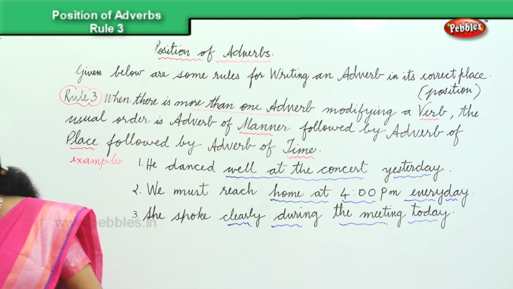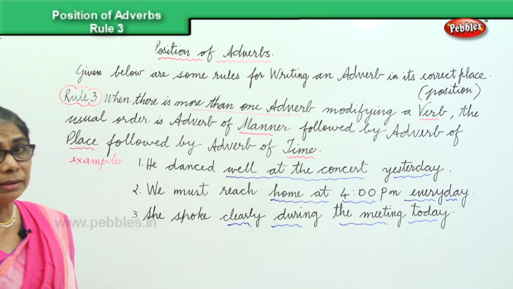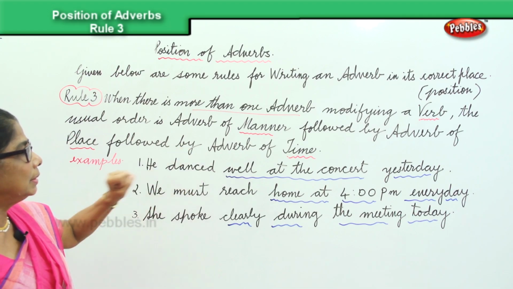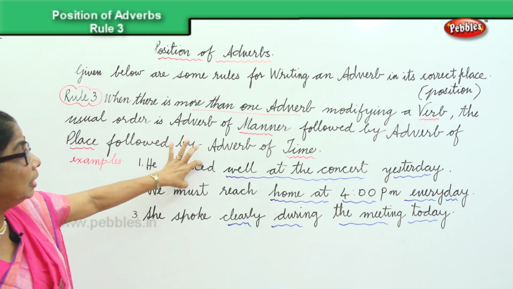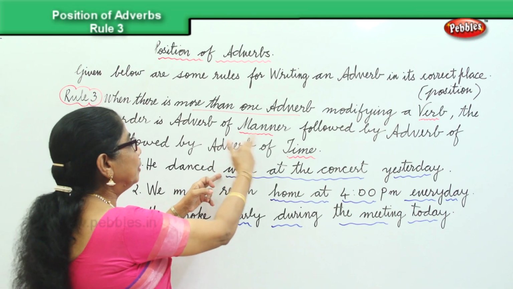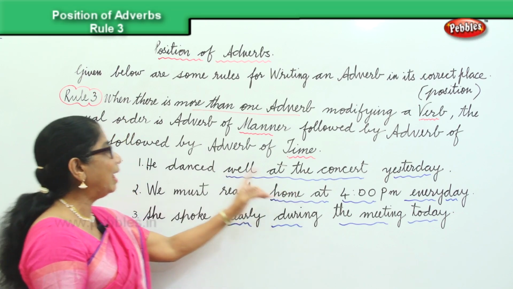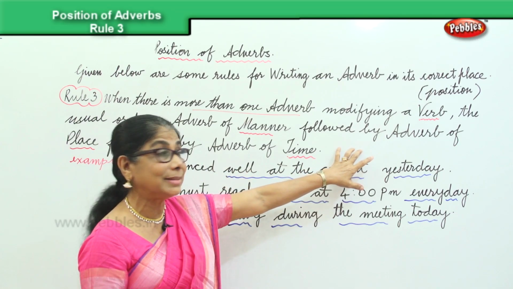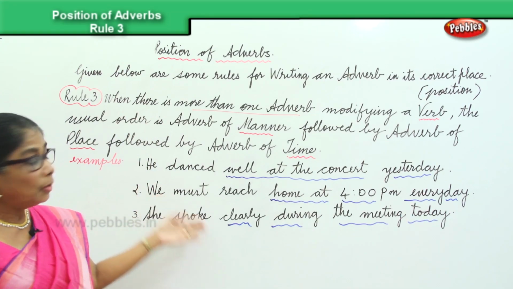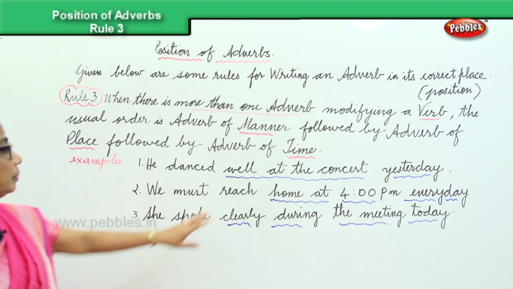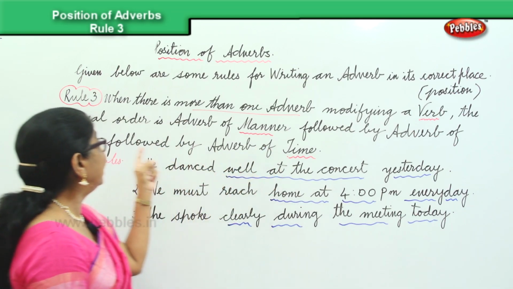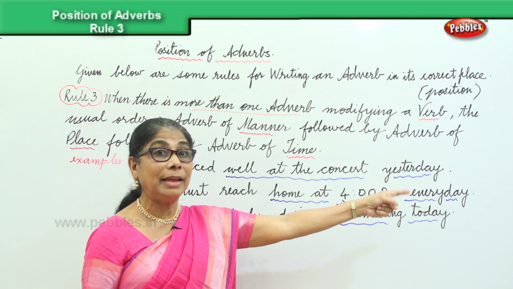Okay? So, the third rule in the positioning of the adverb: he danced. That is the verb being modified. What is the follow-up here? Adverb of manner, well. How did he dance? Well. Adverb of place, where? At the concert. Adverb of time, yesterday. And in the second we have, we must reach. Reach is the verb, and home is the adverb of place. Then time, every day, not one day.